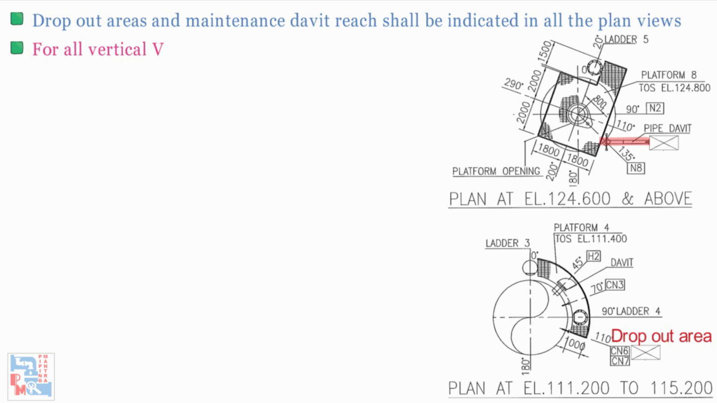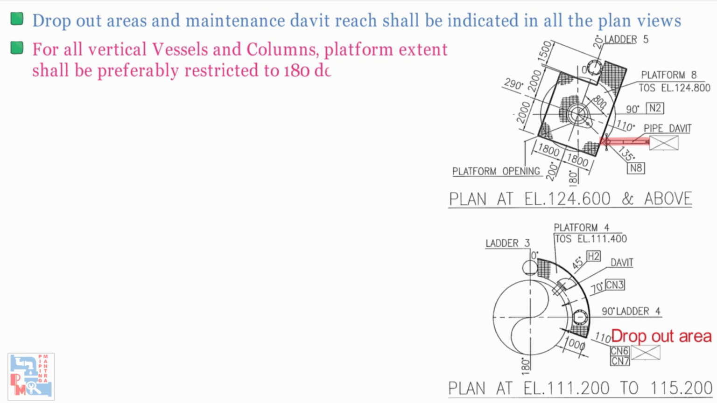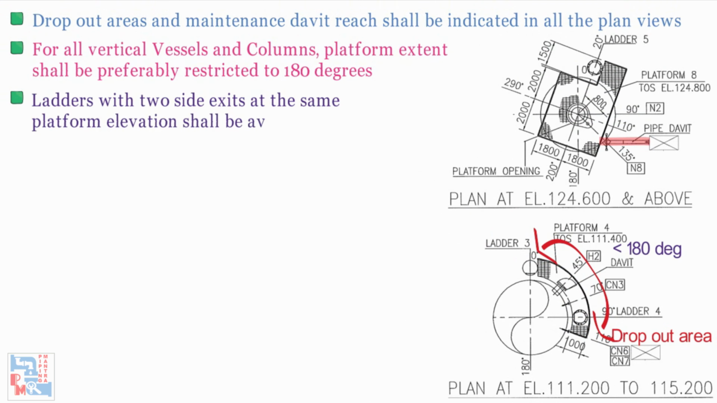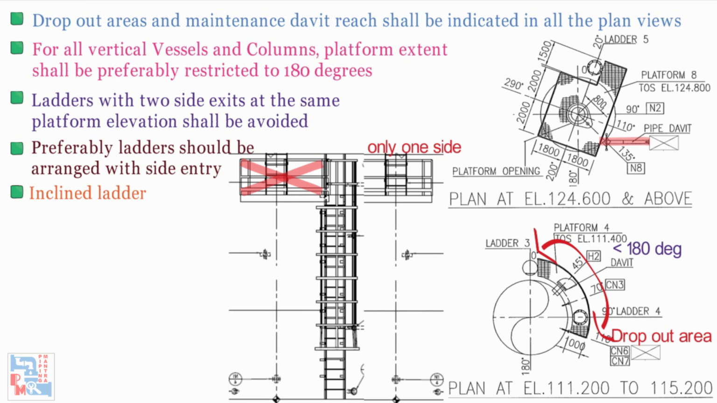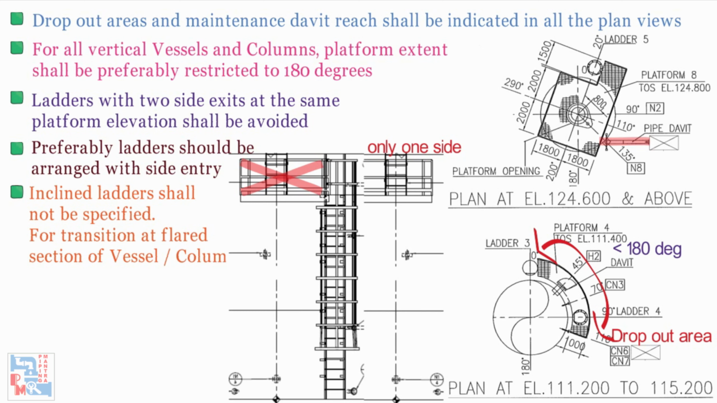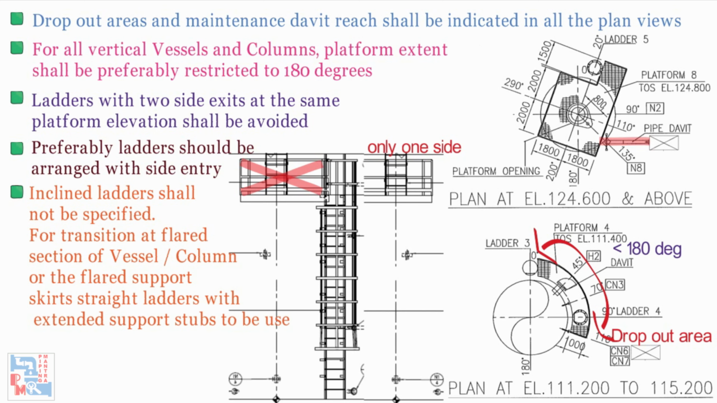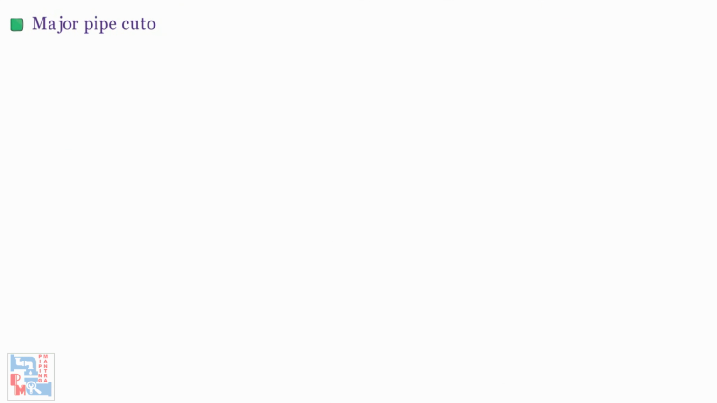For all vertical vessels and columns, platform extent shall be preferably restricted to 180 degrees. Ladders with two side exits at the same platform should be avoided. Preferably, ladders should be arranged with side entry. Inclined ladder shall not be specified. For transition at flared section of vessel column or the flared support skirts, straight ladders with extended support stubs to be used. Major pipe cutouts on equipment mounted platforms shall be indicated.